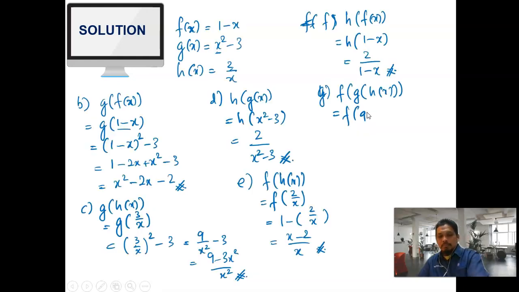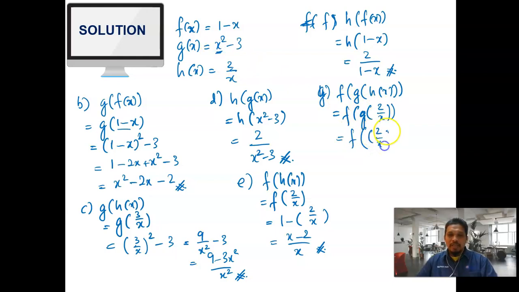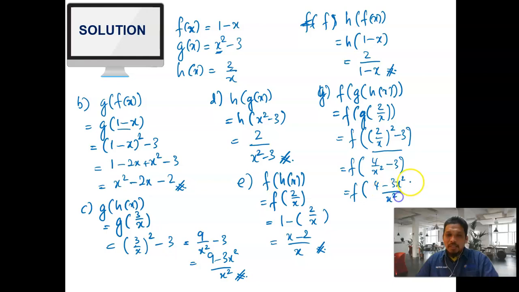First, h of x equals 2 over x. Substitute h of x, 2 over x, into x of the function g. So then it is 2 over x squared minus 3. Okay, so simplify the one inside this first. If possible, then you come up with 4 over x squared minus 3, or 4 minus 3x squared divided by x squared.